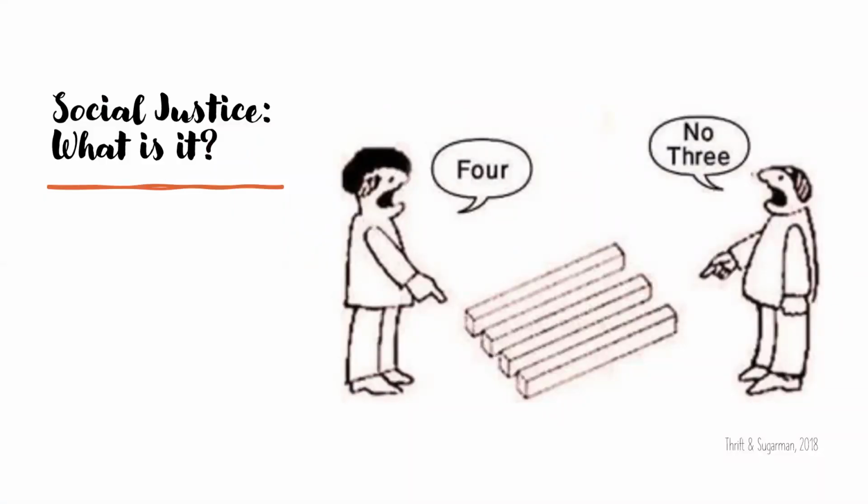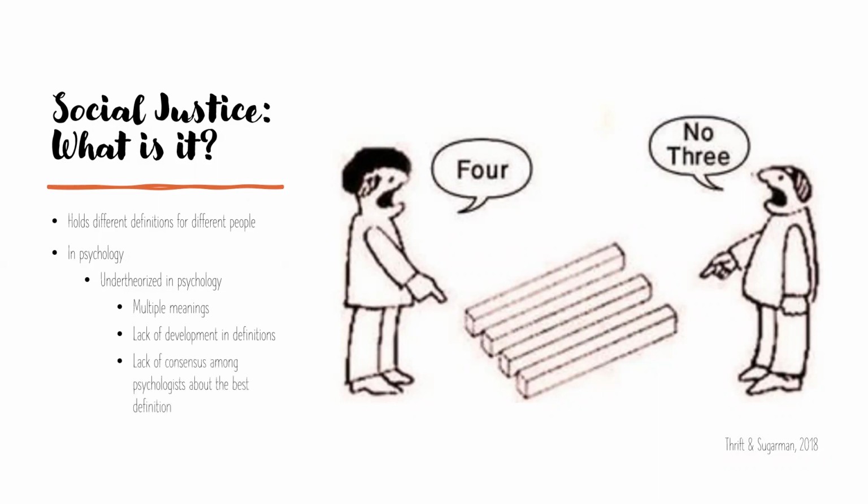So when we talked about social justice, we recognize that there are different definitions for different people. And within psychology, something that we've realized is that it's really under theorized. If we're not able to really capture it, we can't, number one, measure it. And when we can't measure it, we're not able to provide training or even explain how we conceptualize social justice in psychology. When we're looking at it very specifically, there are multiple meanings. With each of these meanings, there's a lack of development in definitions. And lastly, there's a lack of consensus among psychologists about the best definition of social justice.